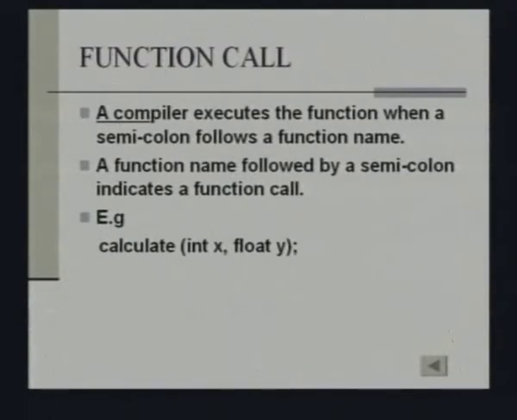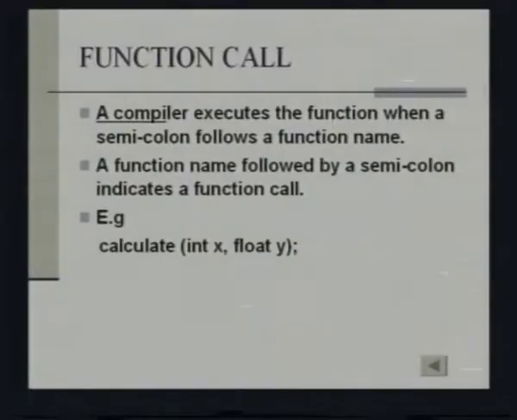Next, a function call. I had already mentioned what a function call is. It has to be done within the main function, and every time you call the function, the set of statements in that particular function will be executed. So how does the compiler execute? It executes a function when a semicolon follows a function name. So every function call also is to be terminated by a semicolon.